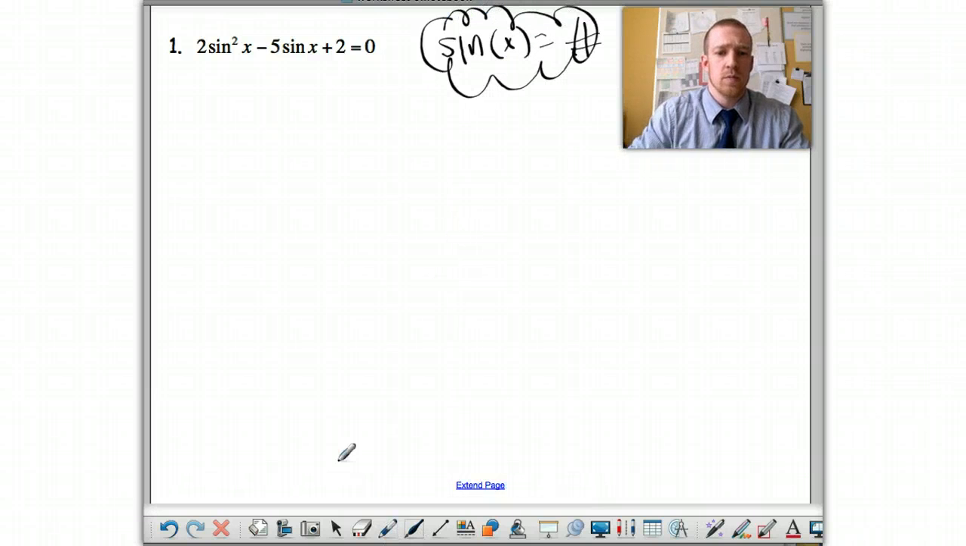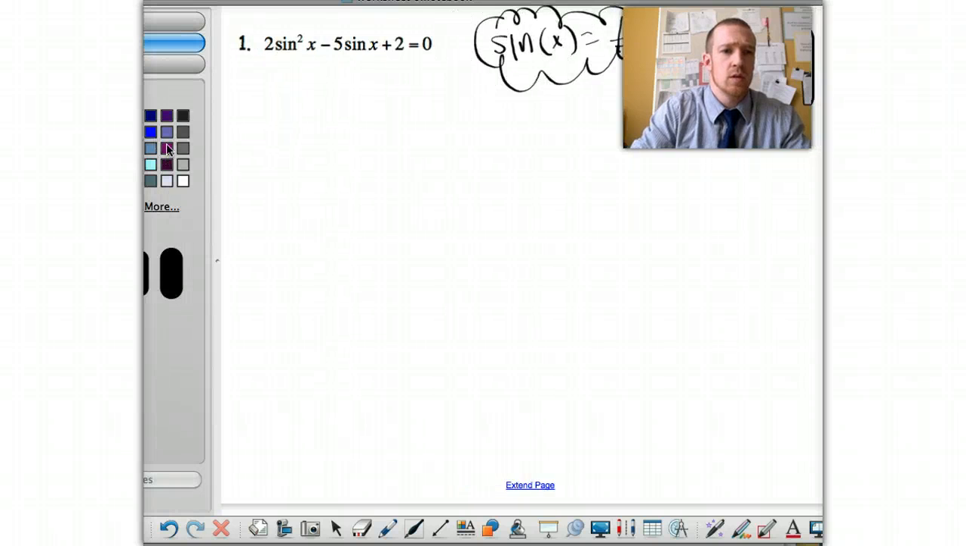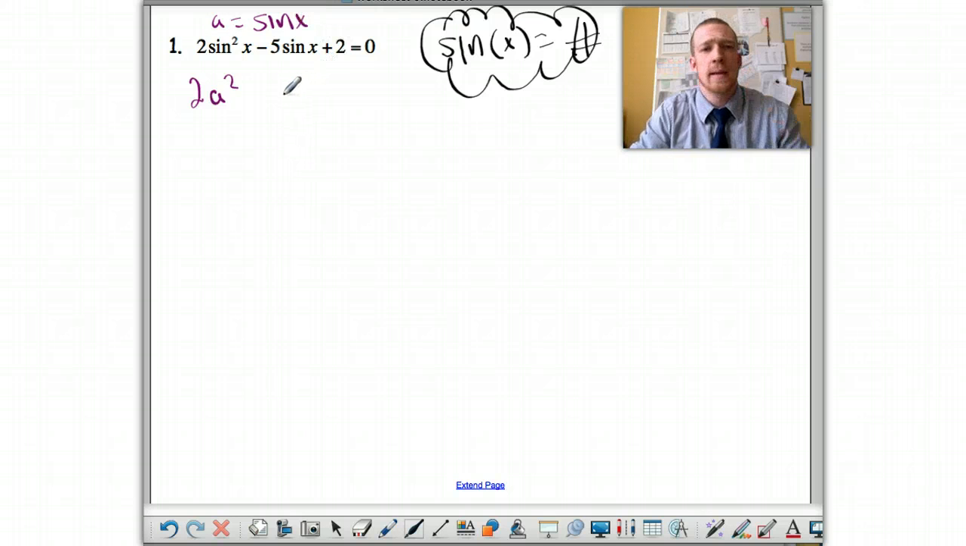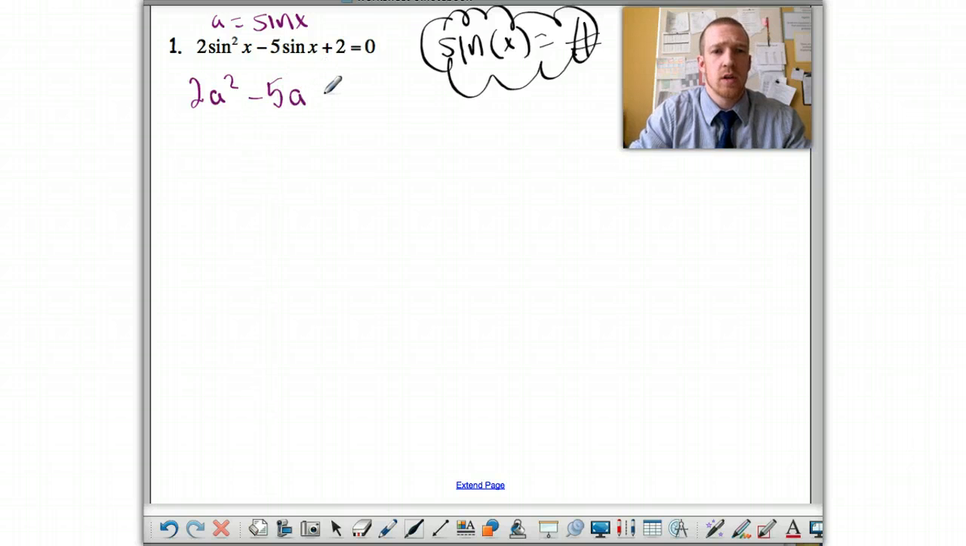So what I'm going to do is rewrite this just because it's easier for me to look at this and factor it. I'm going to let a equal sine of x. So everywhere there's a sine of x, I'm going to write a. So sine x squared is a squared, minus 5 sine x, I'm going to write 5a, plus 2 equals 0. And that makes it a lot easier for me to look at that and factor it correctly.